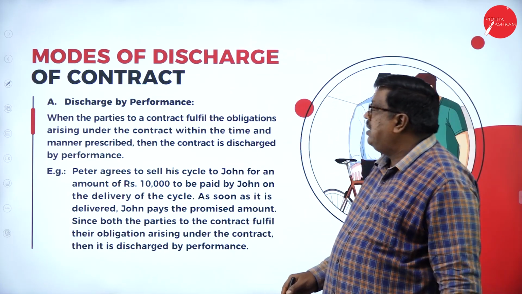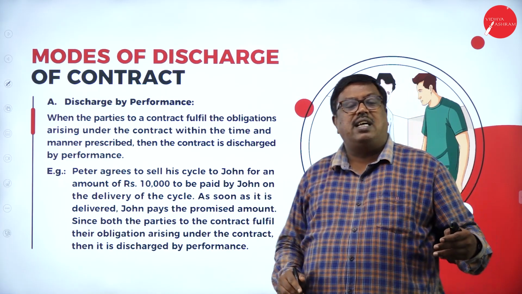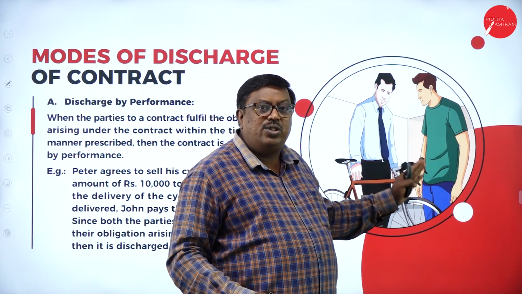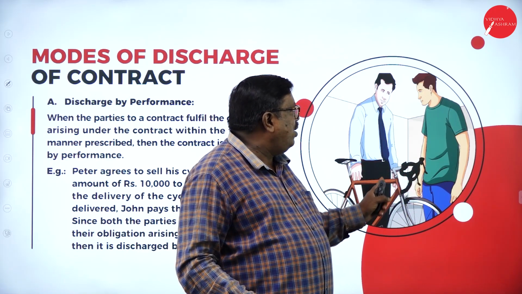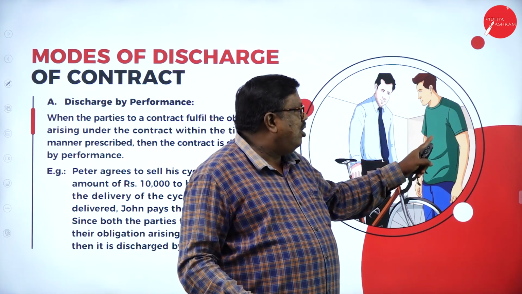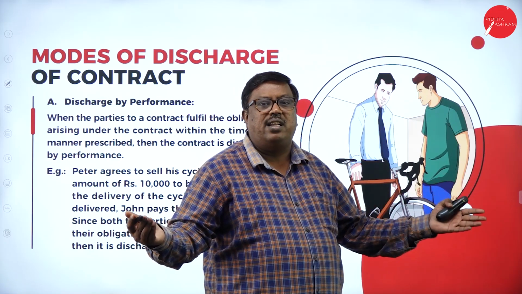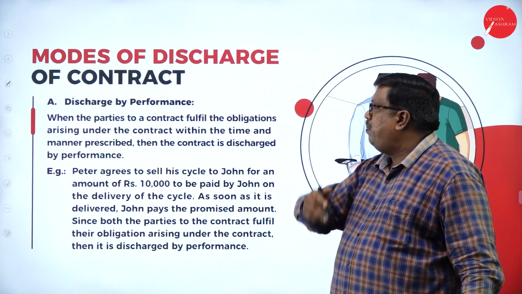Discharge by performance. Peter agrees to sell his cycle to John, and John has to make the payment of rupees 10,000. Peter has handed over the cycle to Mr. John. John has paid the 10,000 to Peter. The agreement is valid. The contract is valid. That's it. This is called discharge by performance.